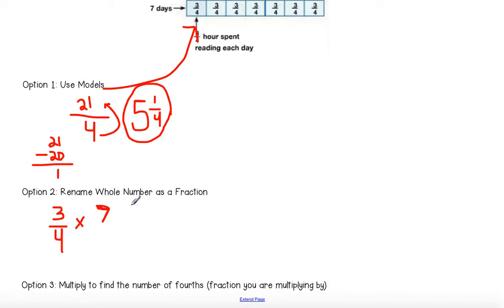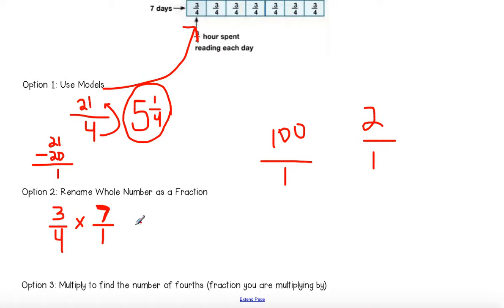Whenever you are multiplying a fraction by a whole number, you can rewrite the whole number as a fraction by putting it over 1. Anytime you have a whole number, you can put it over 1 and it still means the same thing. So if I have 100, I can write it over 1 and it's still 100. If I have 2, I can put it over 1 and it's still 2. So I can rename my whole number, which is 7, as a fraction. I put it over 1 and now it's a fraction.